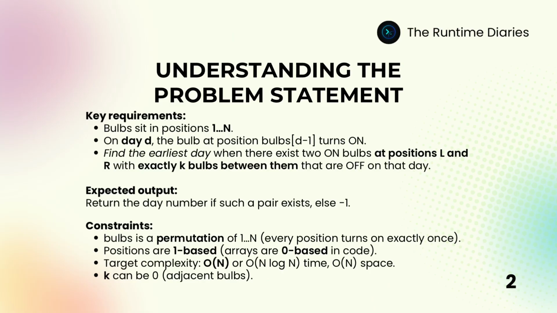All right, so I want you to picture this. You're standing in front of a long street of houses. Every night, one house turns on its light, and you've been challenged to find the first night when two houses have their lights on, but there are exactly K dark houses sitting between them. Sounds simple, right? But here's the catch. The order the lights turn on is completely random, and figuring out which day that perfect pattern happens is trickier than it looks.